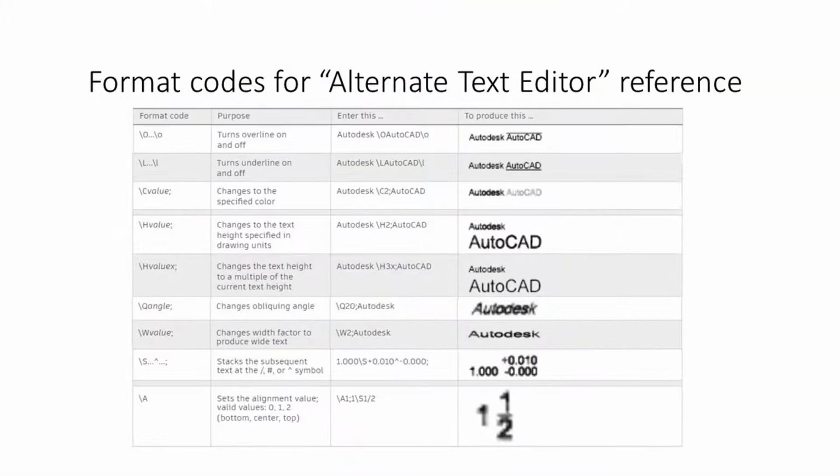Here's a list of all the formatting codes you'll find most useful. This includes overline, underline, and color, which we've already demonstrated. You can also use a /H, either plus a value to change the text height, or a /H followed by a number, followed by an X and a semicolon to change the text height to a multiple of the current text height. There are functions for changing the obliquing angle, the width factor, and a couple functions for stacking and aligning text. More information can be found on the original Autodesk page, which you can find by searching for Format Codes for Alternate Text Editor Reference on the web.